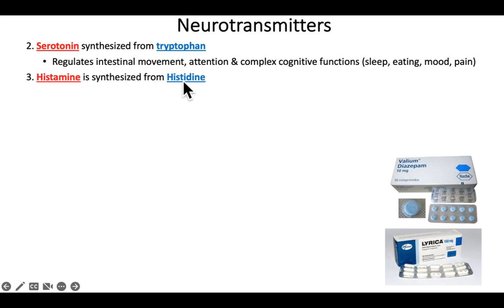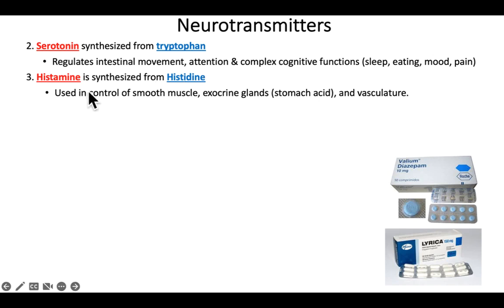Histamine is derived from histidine, which is an amino acid. Histamine is used to control certain smooth muscle and stomach acid production. It also is involved in inflammation. So we might take an antihistamine like Benadryl to reduce the inflammation. We might take a histamine blocker to reduce stomach acid production.